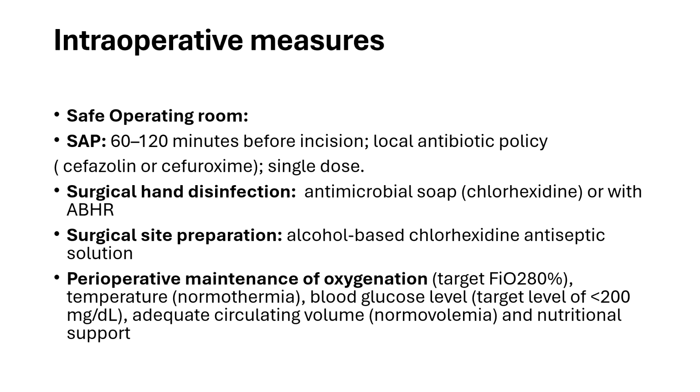So how can one prevent SSI? First, there should be a safe operating room and SAP, that is surgical antimicrobial prophylaxis. Students, one has to remember this, and this is a very important thing: surgical antimicrobial prophylaxis is given only 60 minutes, or 120 minutes, before the incision. Mostly it is 60 minutes, and the generally recommended antibiotics are either cefazolin or cefuroxime. This is mainly for clean surgery or clean contaminated surgery. It should not be prolonged for 2 or 3 days. It is for a single dose.